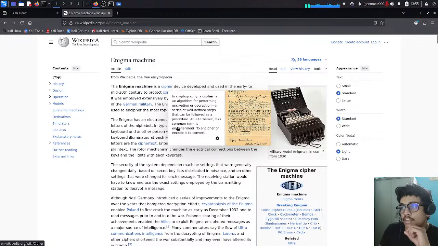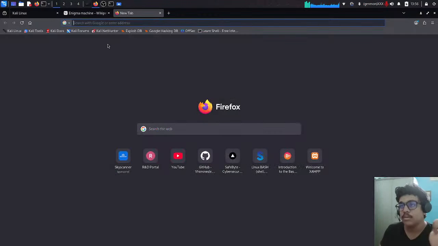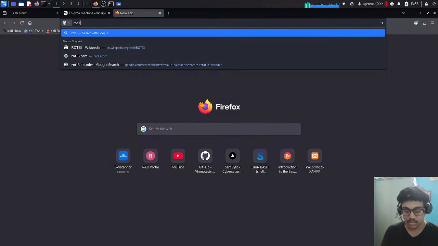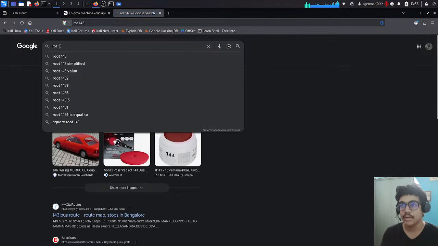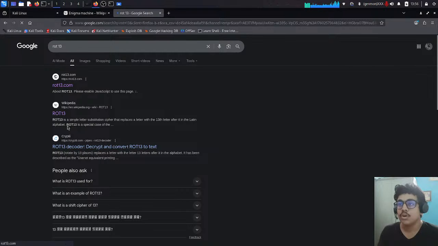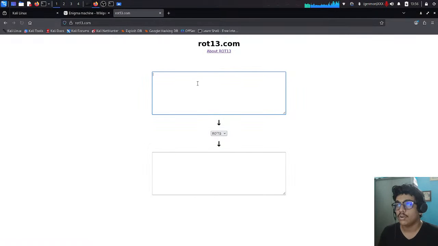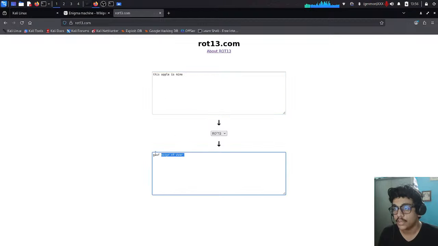An alternative, less common term is encipherment. To encipher or encode is to convert. Okay, so let's take a basic example. ROT13, ROT13 encode. So this is ROT13. If I want to write a random message, like "this apple is mine", you have seen that this string is converted into another thing.